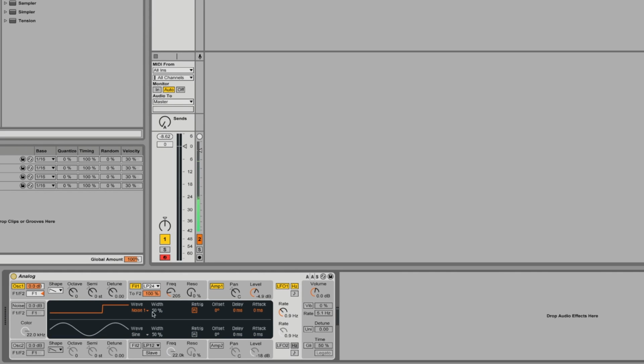So if we go onto our filter and we increase the amount of LFO modulation and we increase the rate of our LFO, it's probably not a sound that's unfamiliar to you. That's pretty much the premise of how sample and hold works.